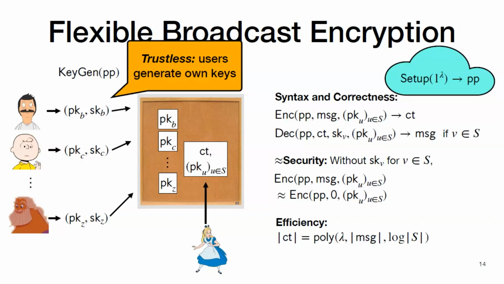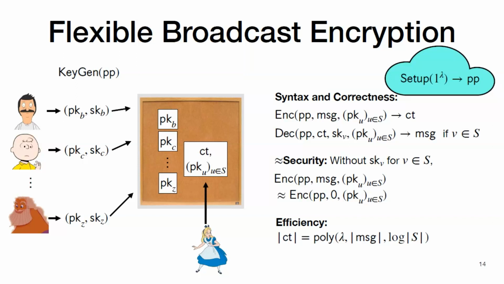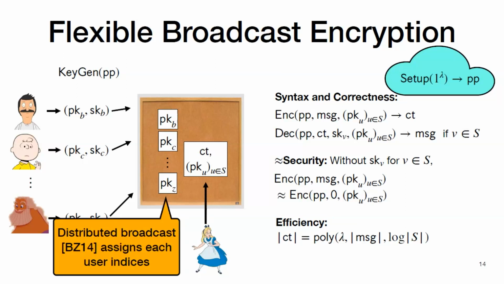And why this is trustless is the fact that the users are generating their own keys here. In standard broadcast encryption, a central authority will generate keys for the users, which allows further coordination, which we want to avoid. And this is also in contrast to a very related notion of distributed broadcast, where there's a priori setup where each user is assigned a particular index. So we're considering the most bare bones setting where users don't have to coordinate at all. They just generate their public keys and post them on the bulletin board.